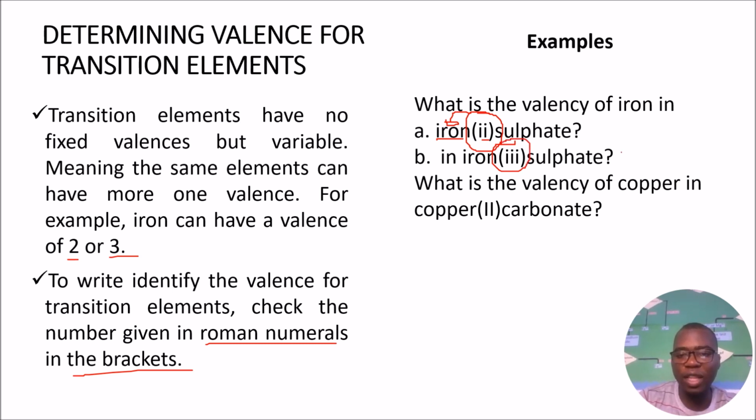So you find that here the valence is going to be 3, here the valence is going to be 2. So these valences that are put in brackets as Roman numerals belong to the transition element. The last one says, what is the valence of copper in copper(II) carbonate? Again, when you check in between here, there is a Roman numeral of 2 in the brackets, and the only transition element here is copper. Therefore, the valence here also is going to be 2.